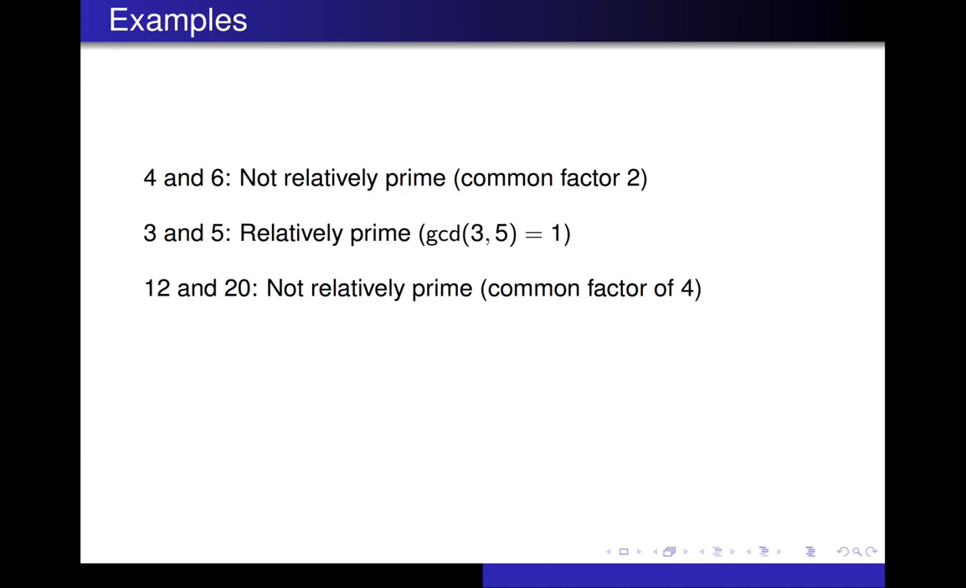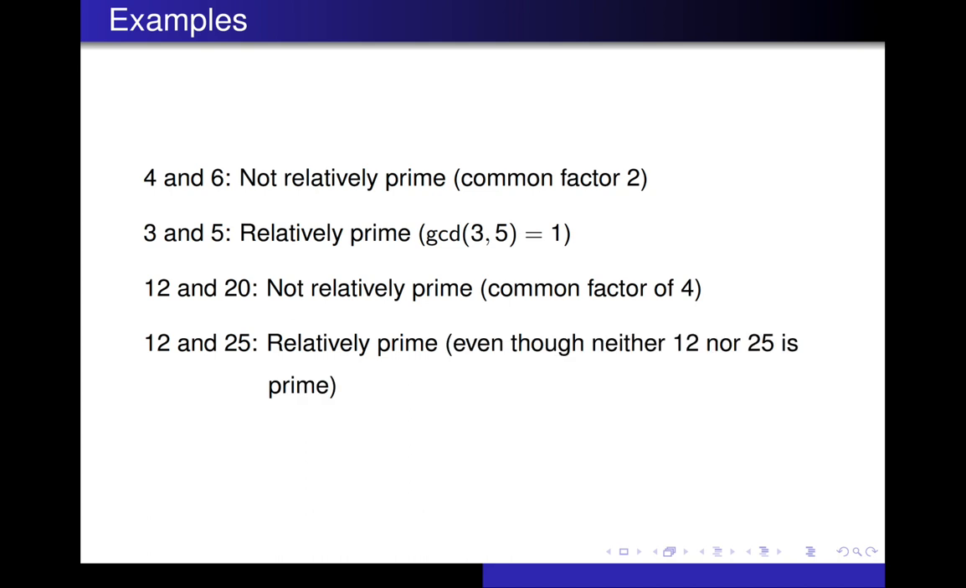Now, I don't want you to think that the only relatively prime numbers are actually prime numbers. So here are 2 numbers that are relatively prime, but they're not prime in themselves, right? 12 is 2 times 2 times 3, and 25 is 5 times 5. However, they don't have any factors in common except for 1. So these are relatively prime, even though neither 12 nor 25 is prime by itself. So remember, relatively prime doesn't mean prime. It just means that they don't have any factors in common except for 1.